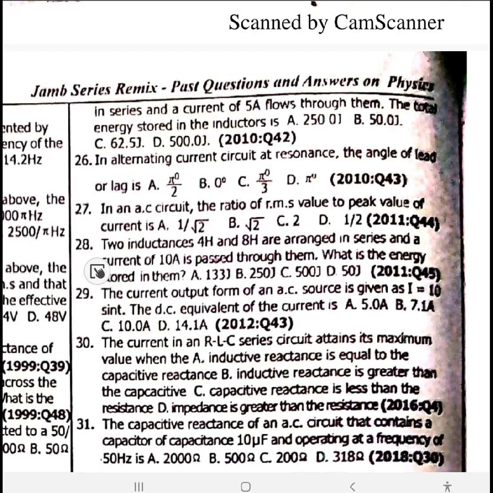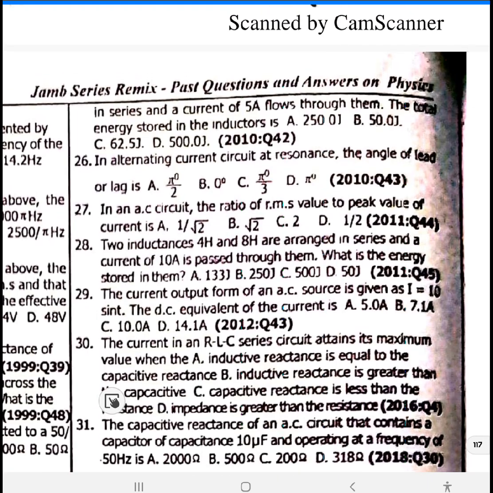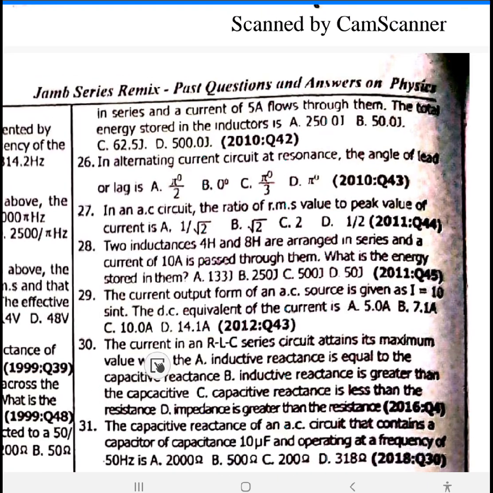Option A. 2 inductors, how to do the calculation? 30 is the last question here. The current in an RLC series circuit attains its maximum value when the inductive reactance is equal to the capacitive reactance. Option A. Now note, this chapter is a very tiny chapter, simple AC.